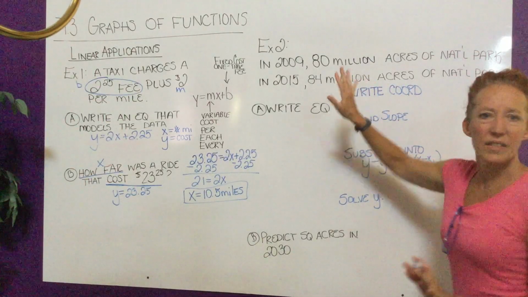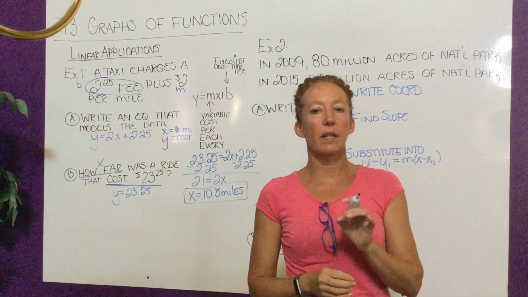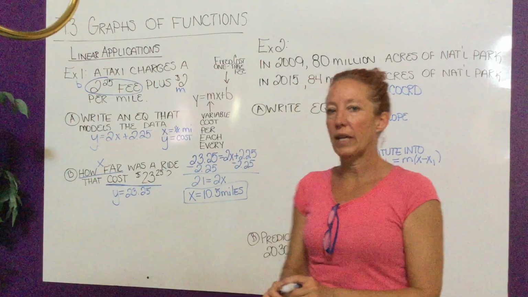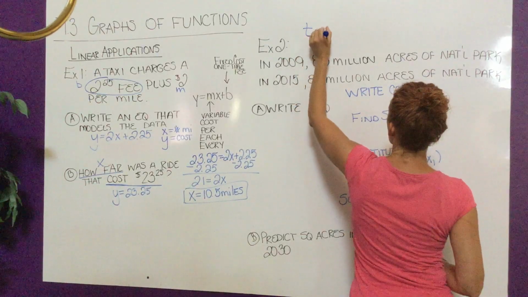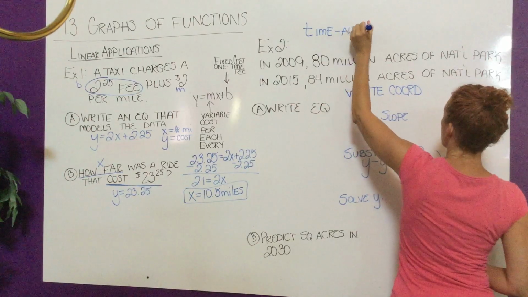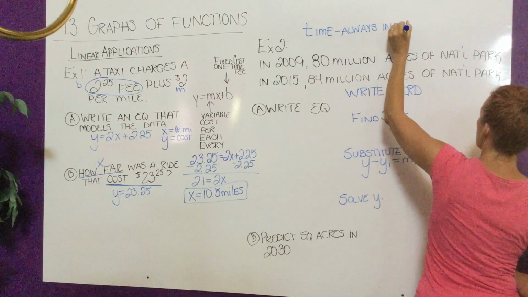You can kind of see where the coordinates would naturally form. Time will 100% of the time be your independent variable. Time is always the x. So time is always the independent variable.